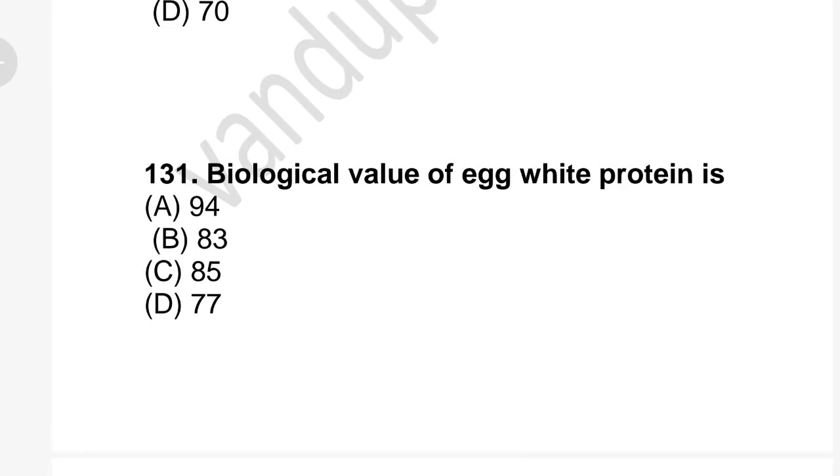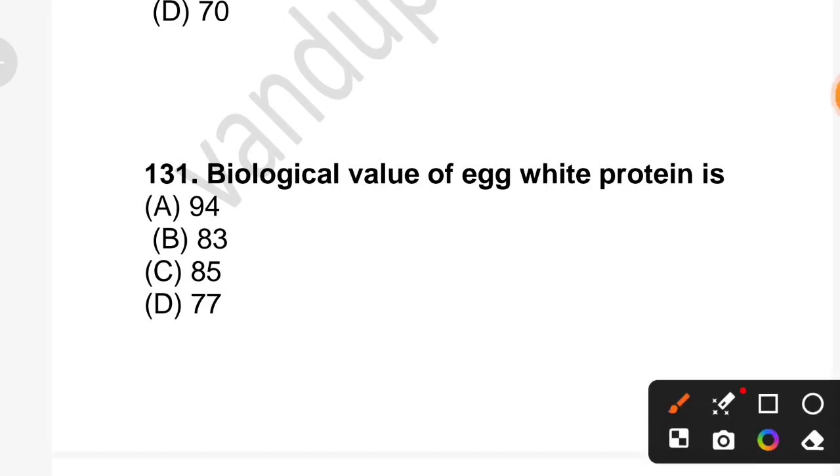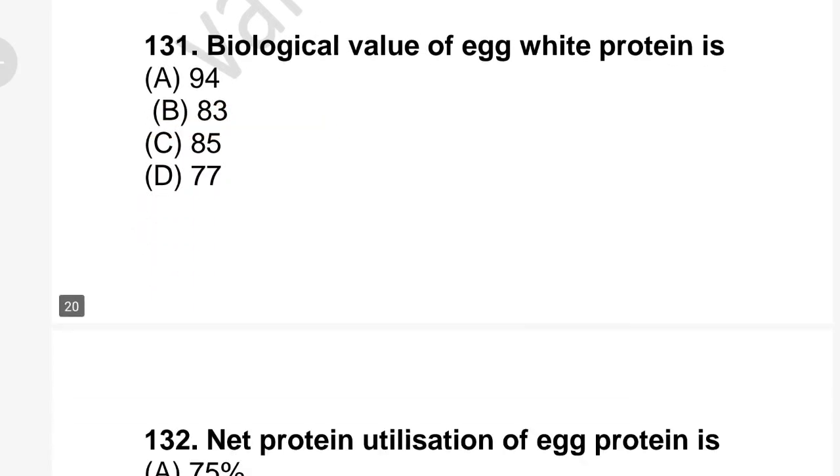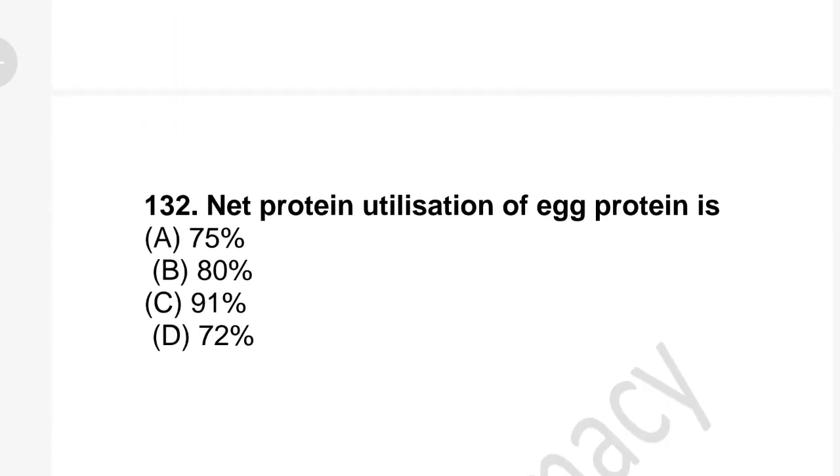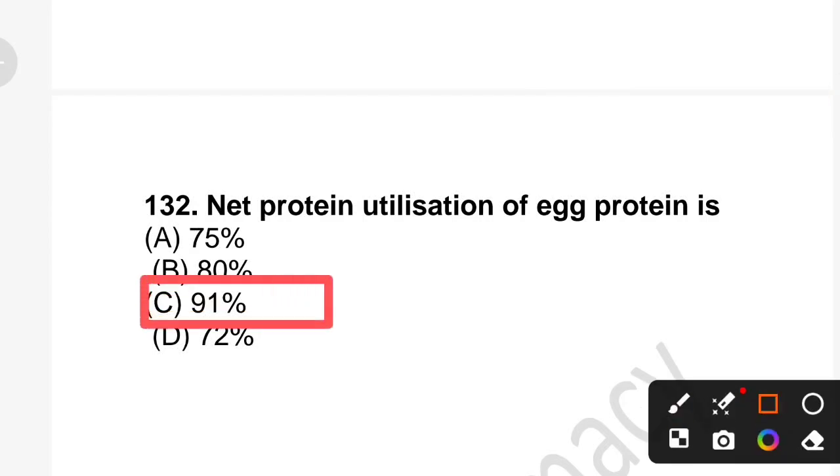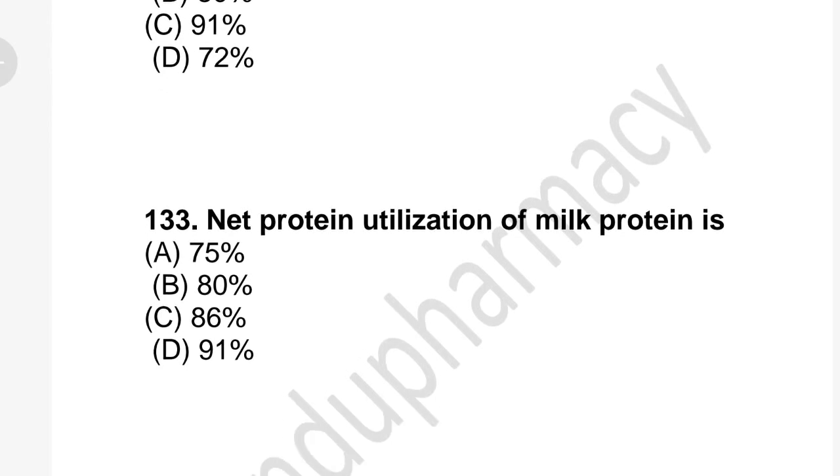Biological value of egg white protein is option A 94, option B 83, option C 85, option D 77. Right answer is option B 83. Net protein utilization of egg protein is option A 75%, option B 80%, option C 91%, option D 72%. Right answer is option C 91%. Net protein utilization of milk protein is option A 75%, option B 80%, option C 86%, option D 91%. Right answer is option A 75%.